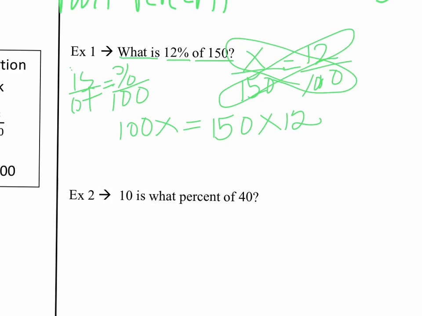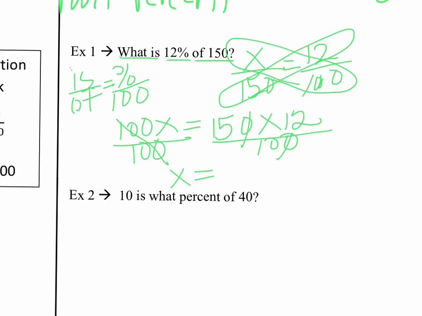How do we get rid of the 100 by the x? We divide by 100. Because 100 divided by 100 is 1, that leaves us with 1x, or x. Now we have to divide the other side by 100. Remember the rule, division by 10, you can bump a 0 on the top and a 0 on the bottom. That leaves us with 15 times 12 divided by 10.